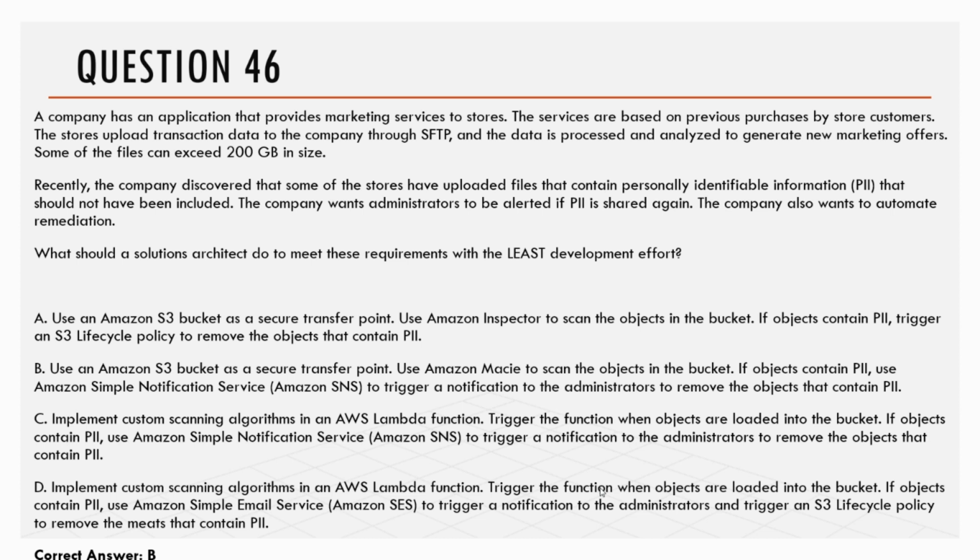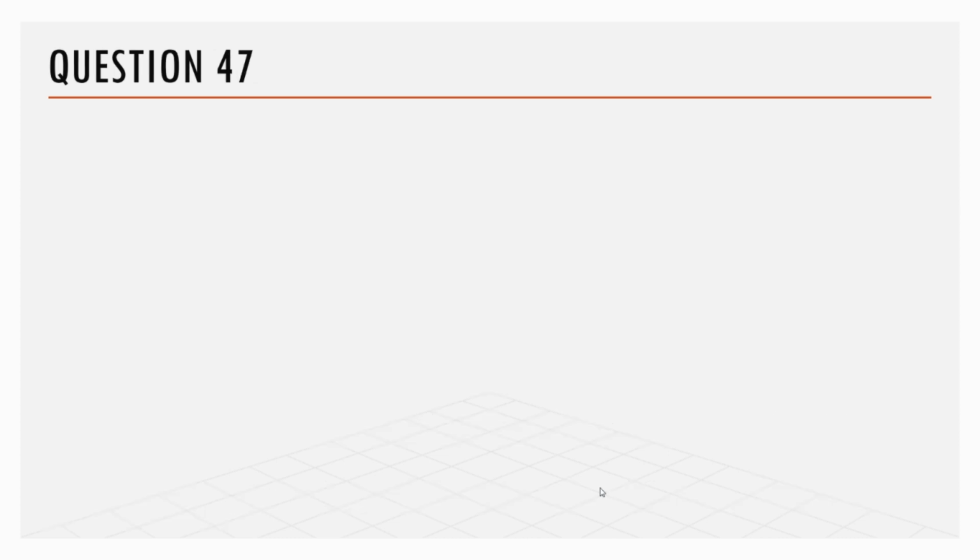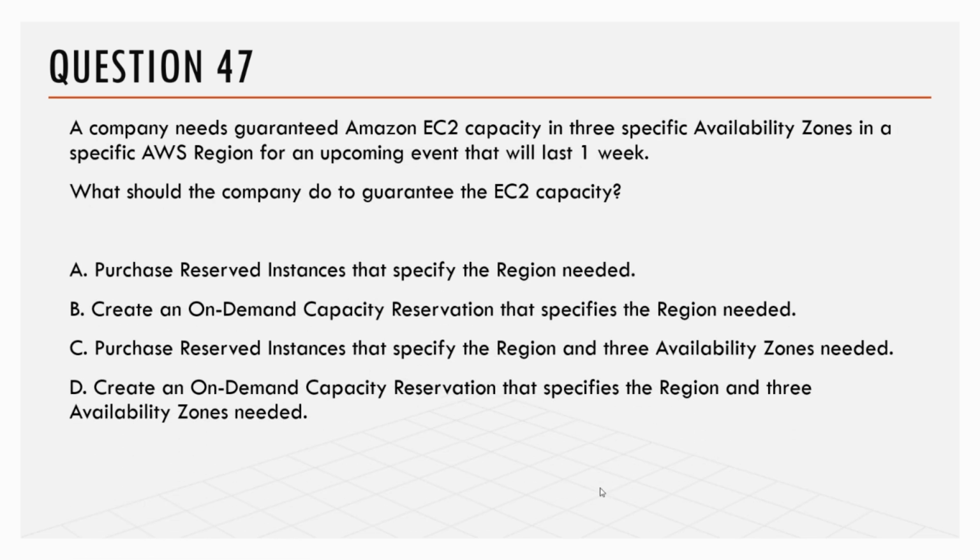And these are your options. Option B is the correct option, which says use an Amazon S3 bucket as a secure transfer point. Use Amazon Macie to scan the objects in the bucket. If objects contain PII, use Amazon SNS to trigger a notification to the administrators to remove the objects that contain PII. Now let's look into the next question, question number 47.